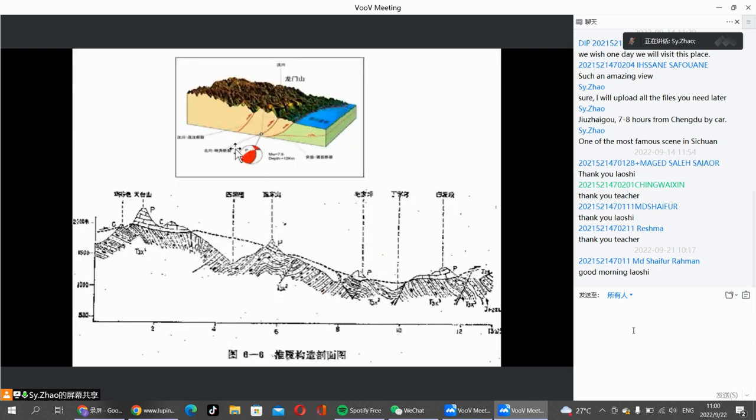This is the Longmenshan fault, which is to the west side of Chengdu. It's a typical thrust fault built in the western strand between the Sichuan Basin and Tibet Plateau. And the middle one of these faults created one of the biggest earthquakes in this century, the Wenchuan earthquake.